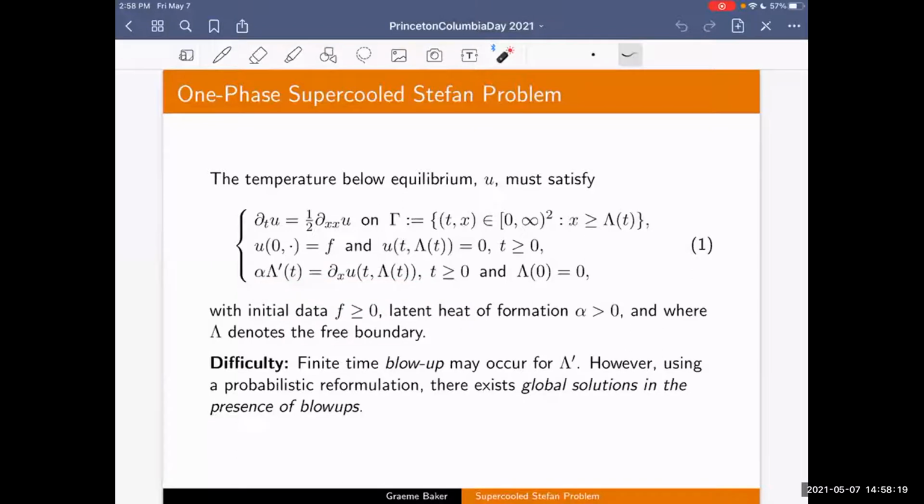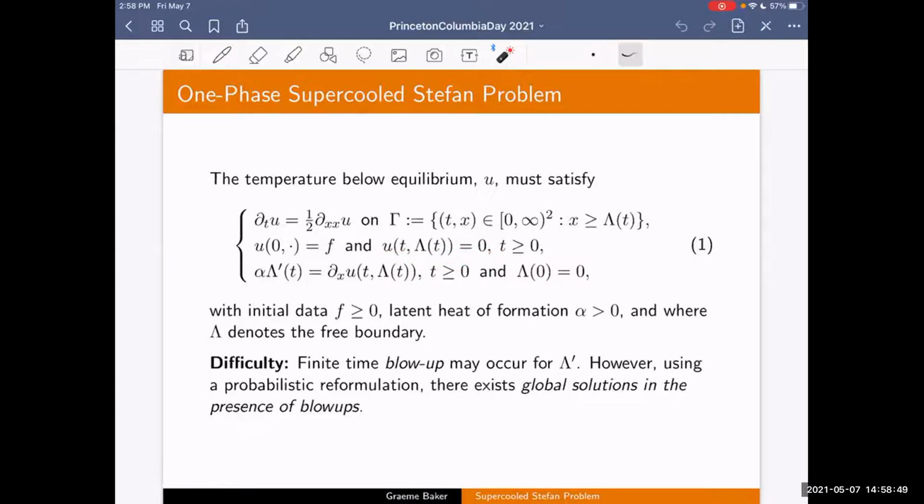So it says that the rate of change of the boundary is proportional to the rate of change of this negative temperature at the boundary. And so our liquid obeys the heat equation in this region gamma. So positive times and X is greater than the boundary. And we also have this equilibrium condition that says that the liquid takes equilibrium temperature, so 0 for water, at the boundary.